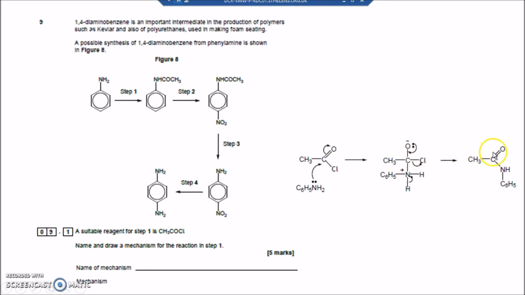So what you end up with is CH3CO, double bond reforming. The C has lost the Cl, but the N is still joined on. The N is here. One of the H's is here, the other one's broken off. There's an NH, and then there's the benzene ring here. You've got an amide here. Name of the mechanism? Well, everything's added on to make one species here, and then atoms and groups are eliminated. So it's addition followed by elimination.